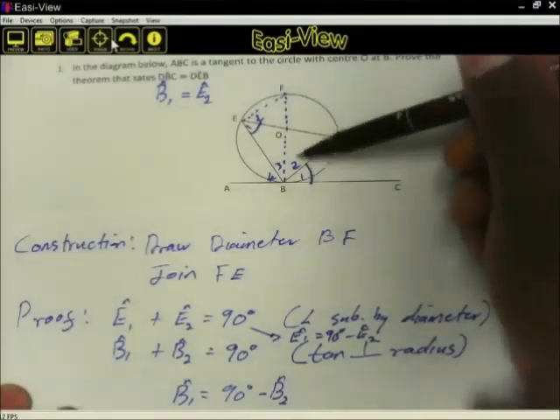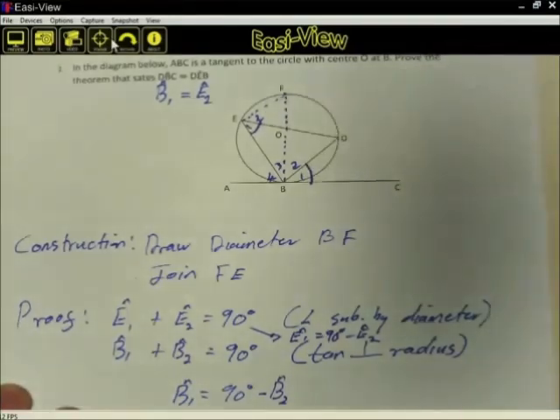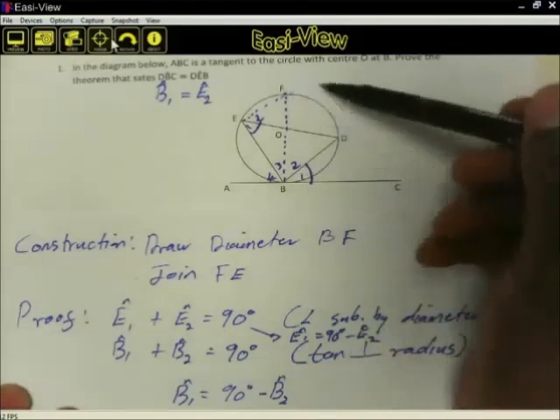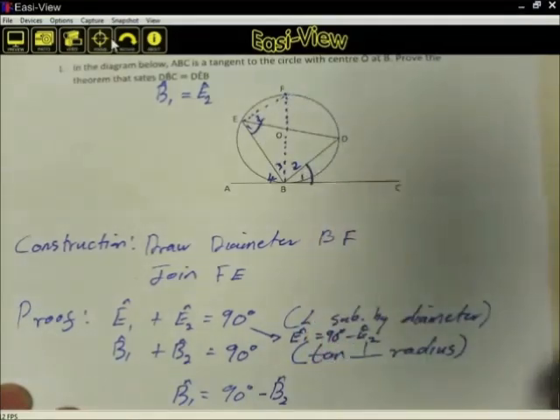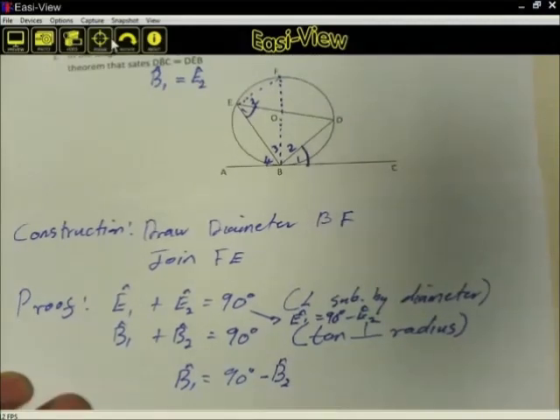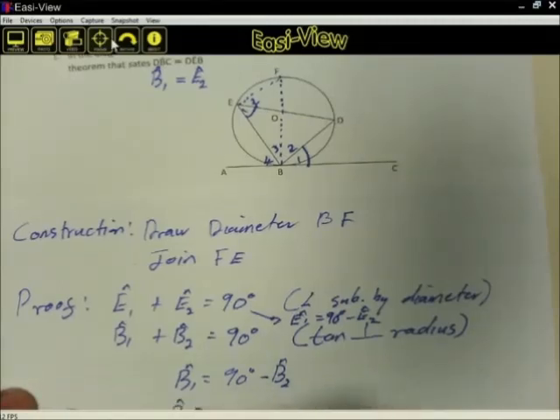But check B2 and E2. What relationship exists between the two angles? Check angle B2, it is subtended by arc FD. Check E2, it is also subtended by arc FD. What is the relationship between the two? Thank you. Some of you are getting it right. You can see angle B2 is equal to angle E2.